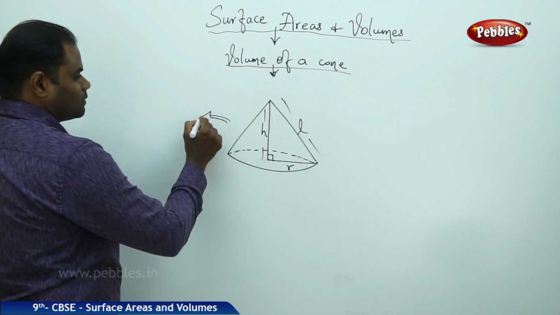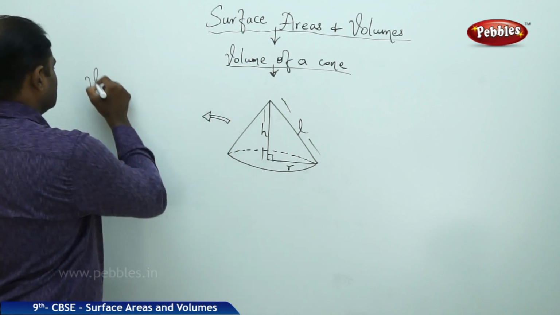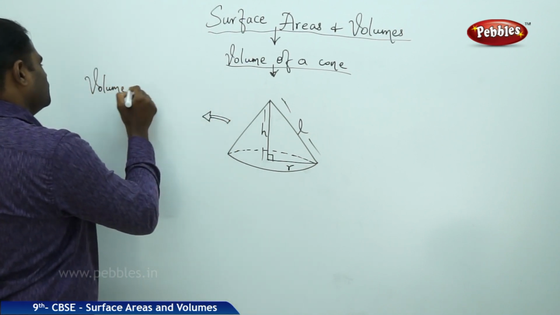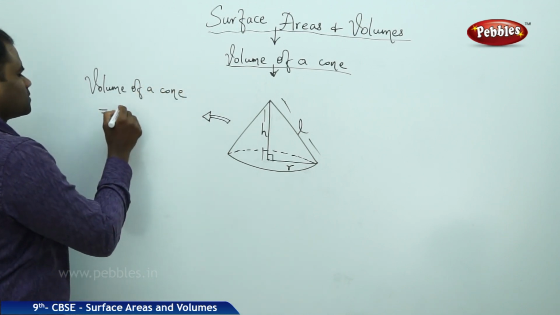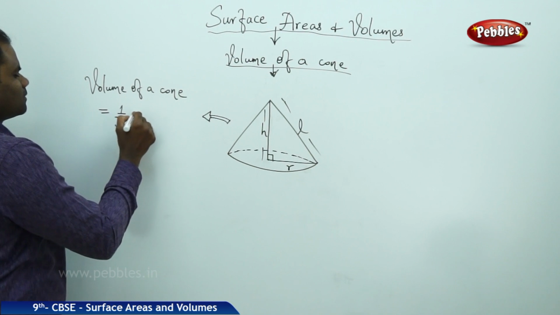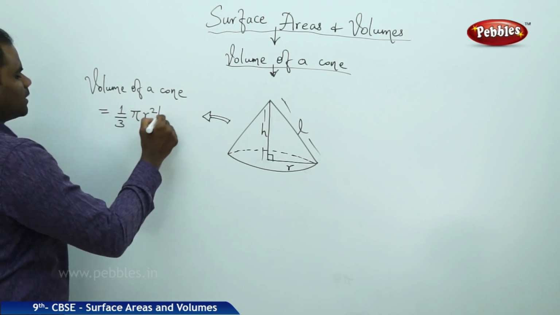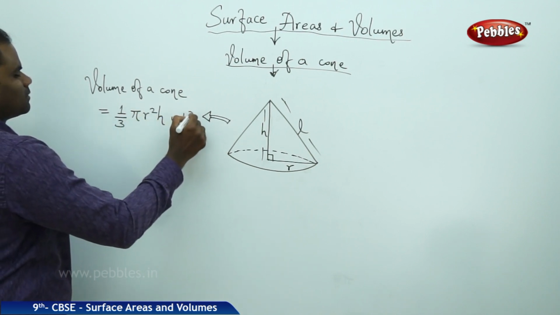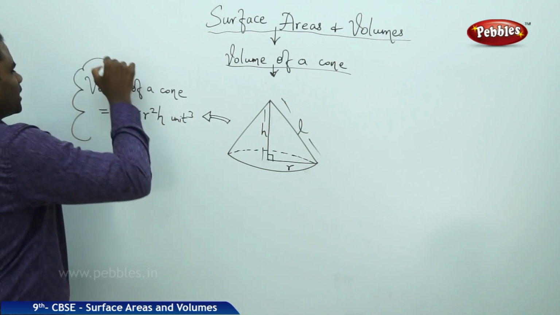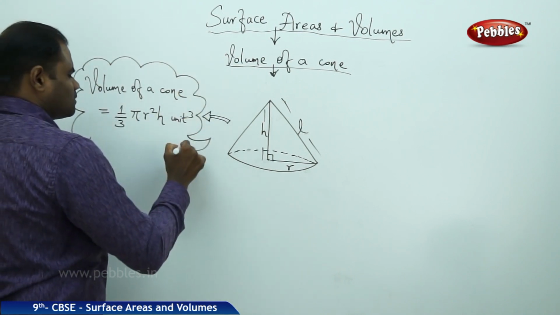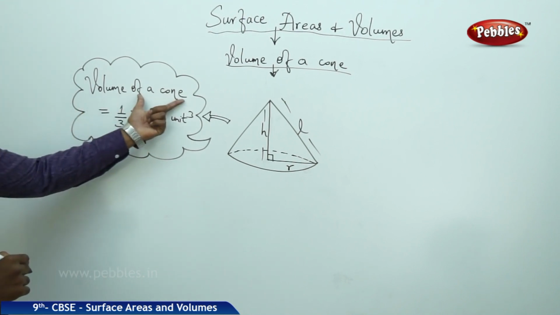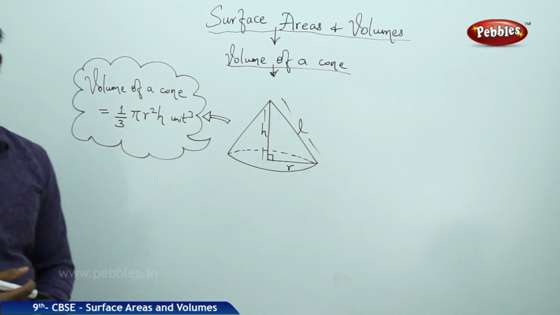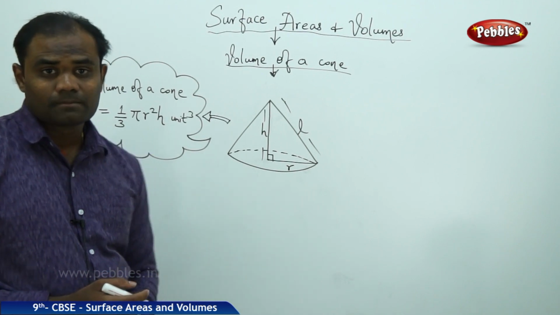given by the formula: volume of a cone is 1/3 pi r square h unit cube. Is how I get the formula. Volume of a cone is given by 1/3 pi r square h.